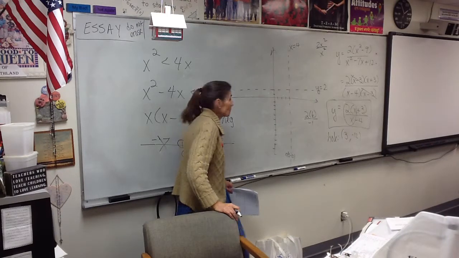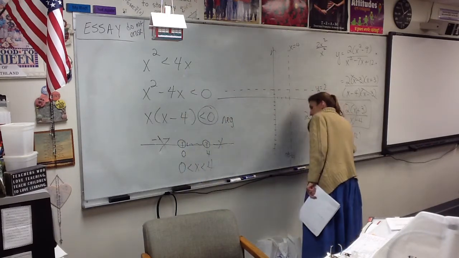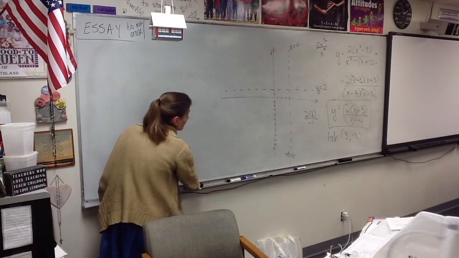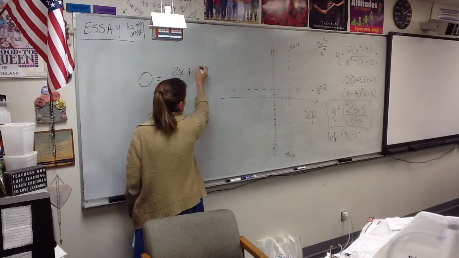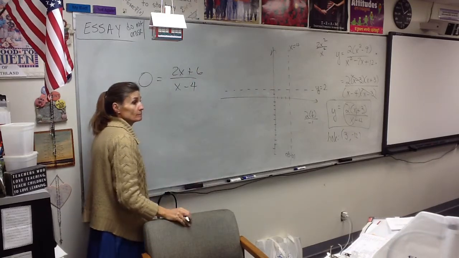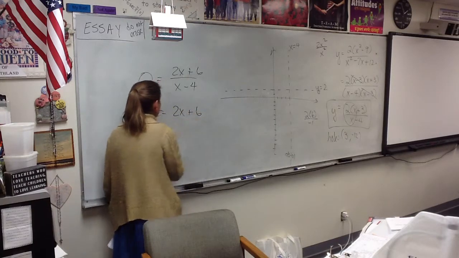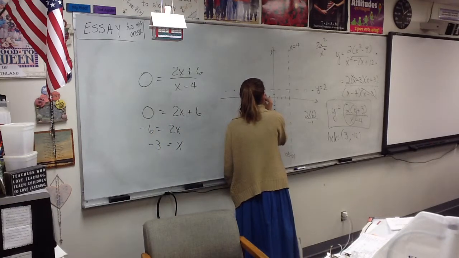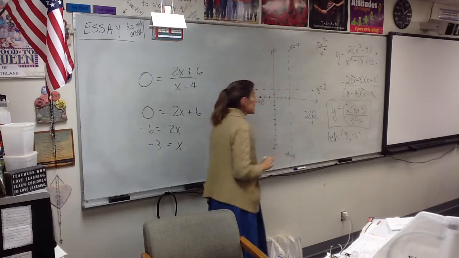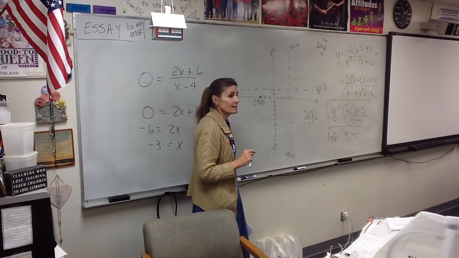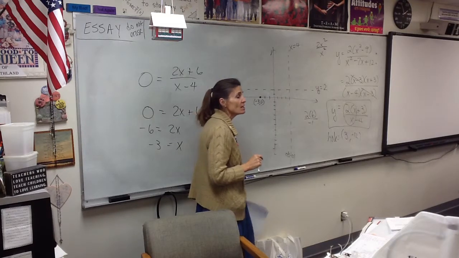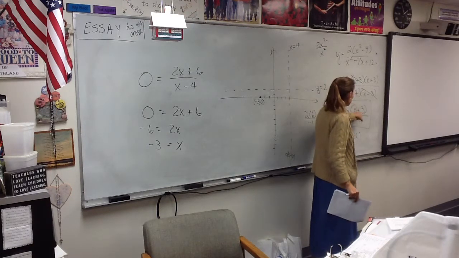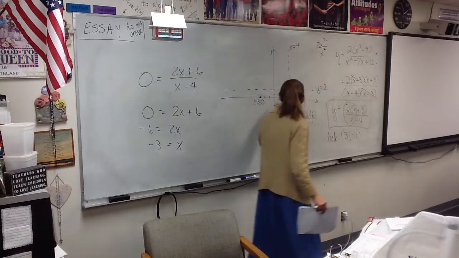Plug 0 in for y. So I'm going back to my box, and I'm going to plug 0 in for y. So what I'll have is 0 equals 2x plus 6 over x minus 4. So 0 equals 2x plus 6, which means x equals negative 3. Now, some of you don't do that work because you have recognized, because we've done like 12 billion of these problems, that whatever makes the numerator 0 is your x-intercept. So what would make this 0? Negative 3. That's where it is.